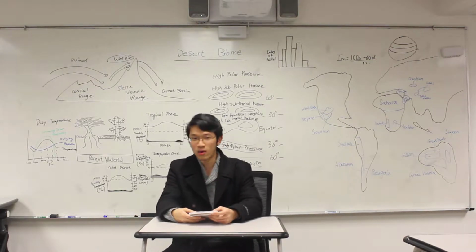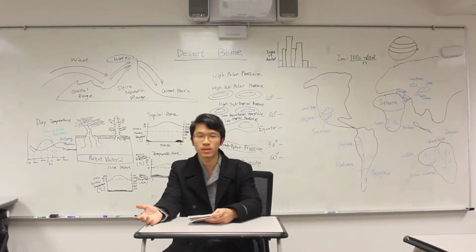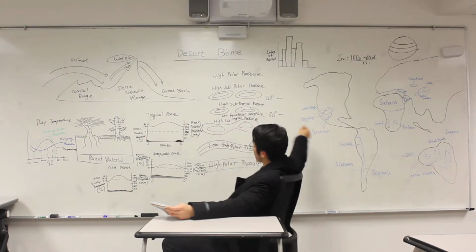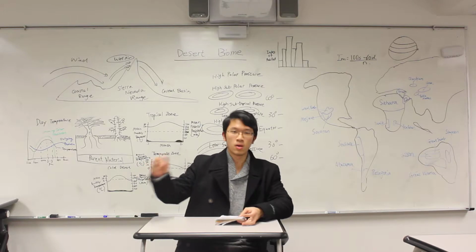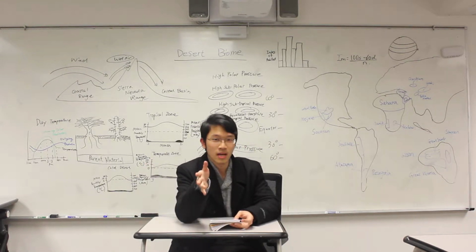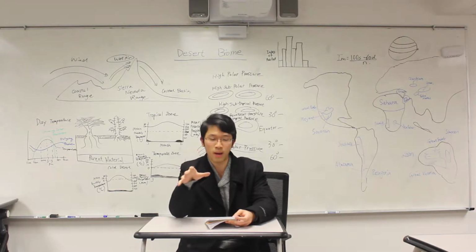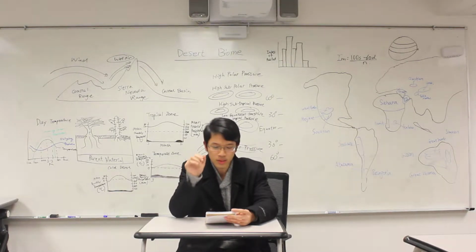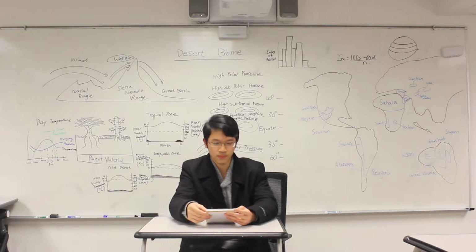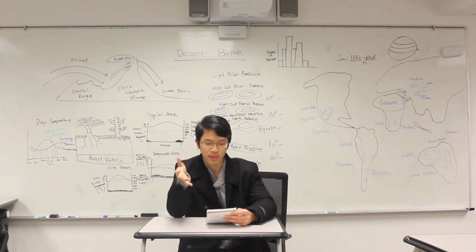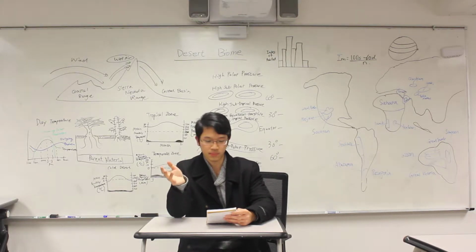So today I will explain what a desert biome is and show some examples over here. I will first start by giving a definition of what a biome is. A biome is an area that has a certain kind of climate and certain kinds of living things. And what is a desert? Deserts are areas where the evaporation rate is greater than the precipitation rate.